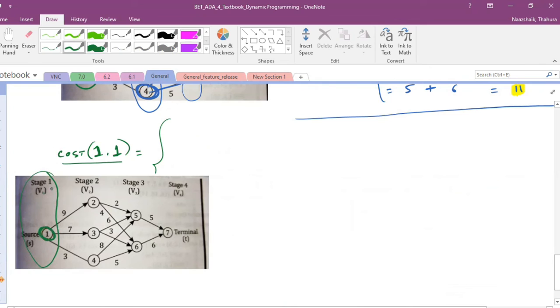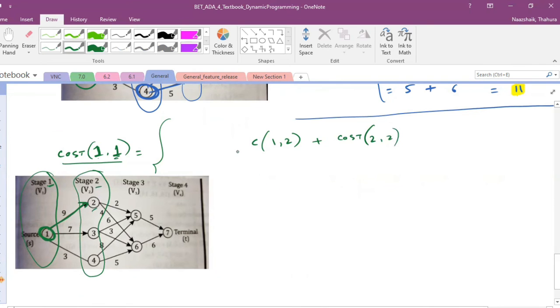So what is the cost of 1? 1 is the stage 1, and this one represents vertex number 1. So what is this? Here, if you see, I have 3 options, right? So first one is the direct edge cost 1 to 2 plus the cost of going from stage 2 vertex 2.